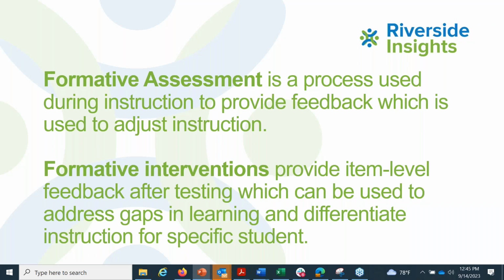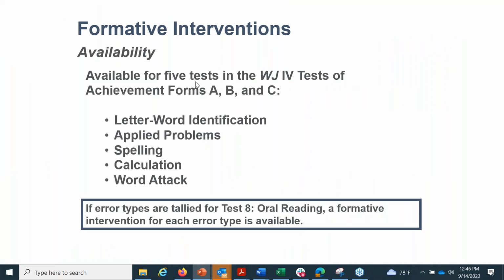Before we go into some of the examples of the formative interventions, a formative assessment is a process used during instruction to provide feedback, which is used to adjust instruction. Our formative interventions provide item level feedback after testing, which can be used to address gaps in learning and also differentiate instruction for that specific student. So based off of that item analysis, again, the system will identify those skill areas that the student's struggling, and then they will provide you with those formative interventions.